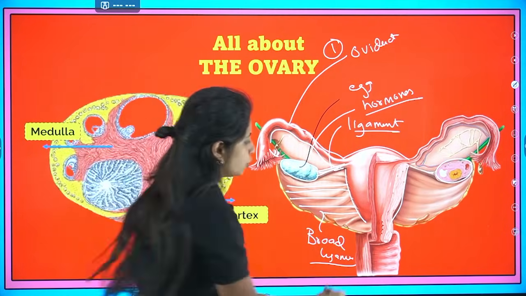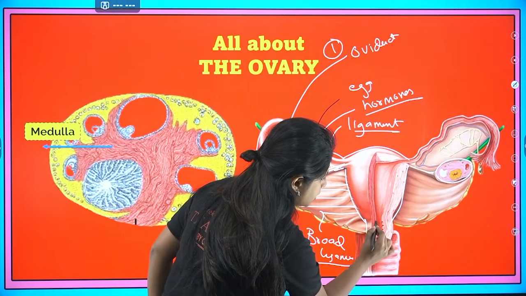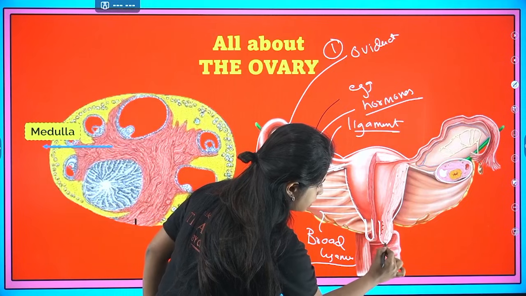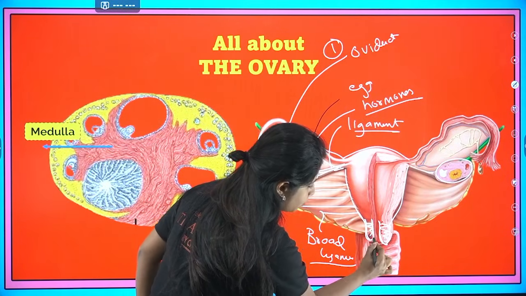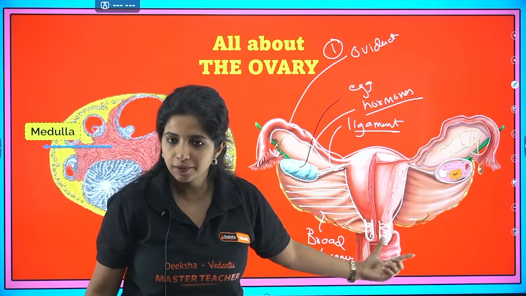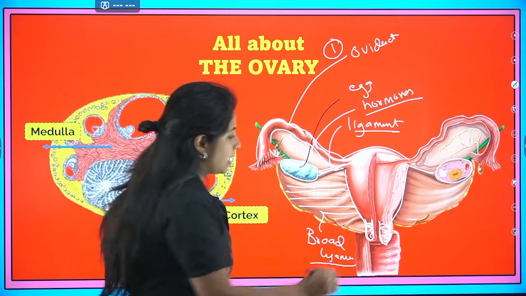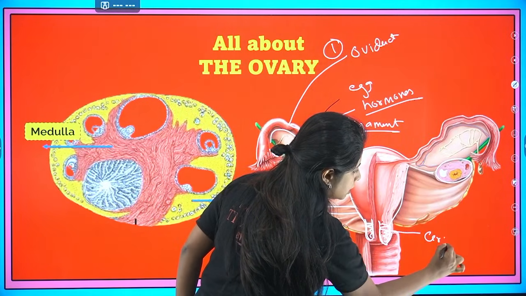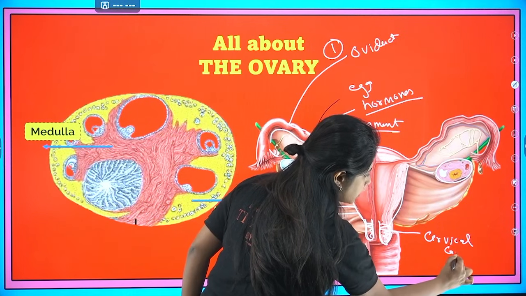Now going ahead, what do you have? You have something over here. You see there is a space right over here, right? There is a flap like thing right over here on both sides. This is known as the cervix. And this canal, that is the space between it, is known as the cervical canal.